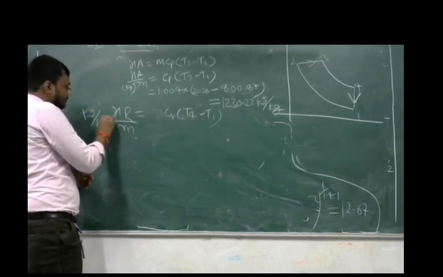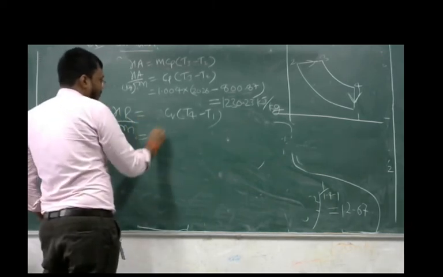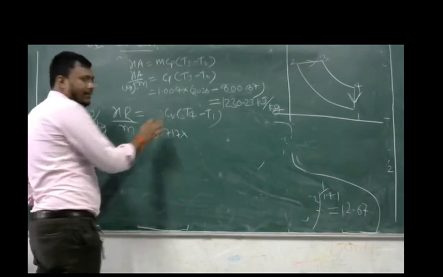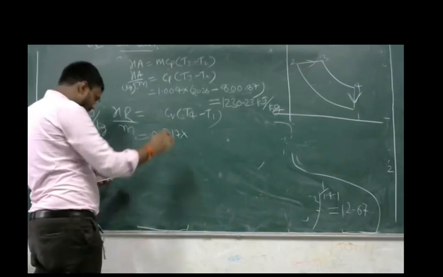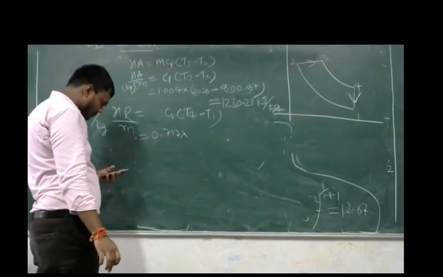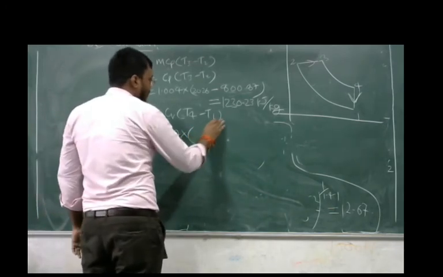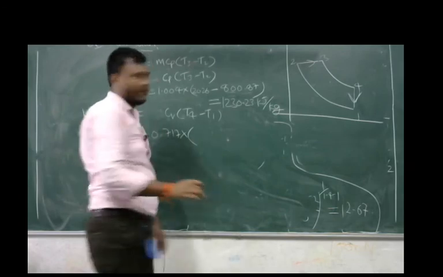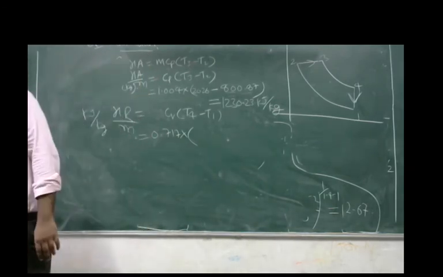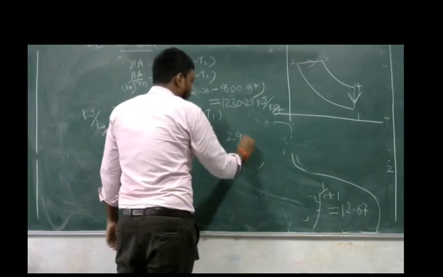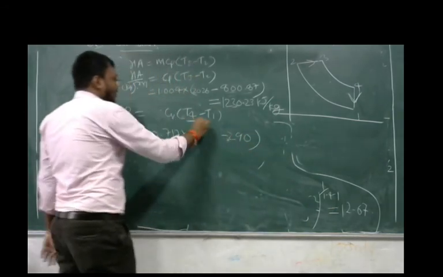Because we have to calculate the value in kilojoule per kg. So we know the value of Cv. It is equal to 0.717. If this value is not given in the question, you should remember this value, Cp and Cv. Now we know the value of T1. T1 is given in the question. What is the value of T1? T1 is equal to 290 Kelvin. It is given in the question, but T4 is not given in the question.